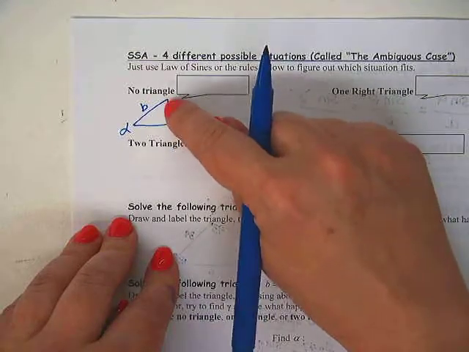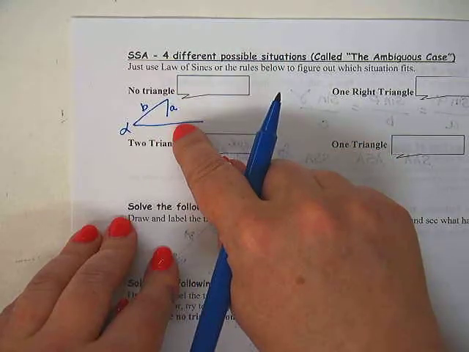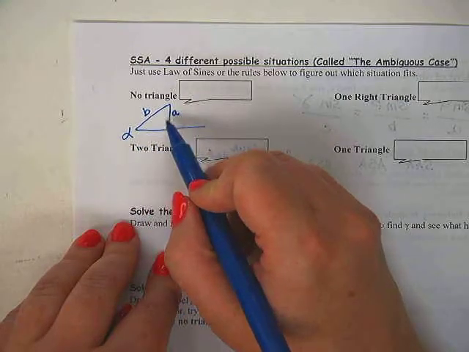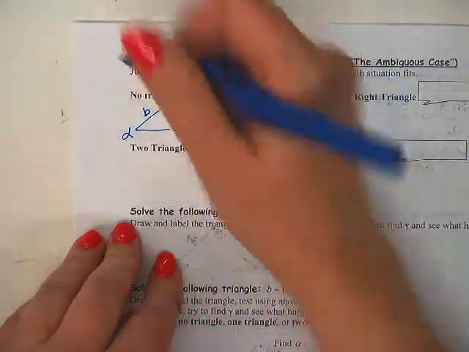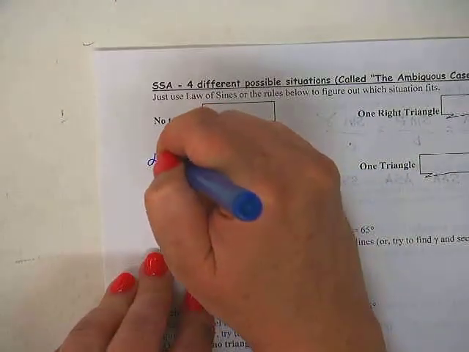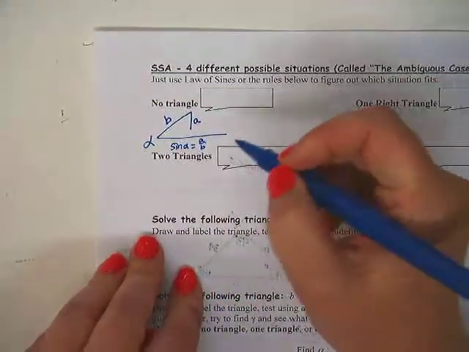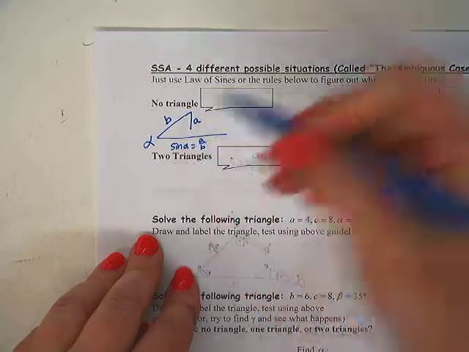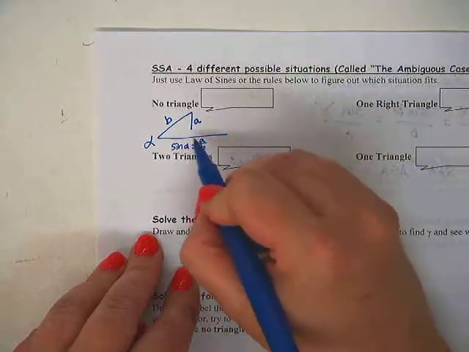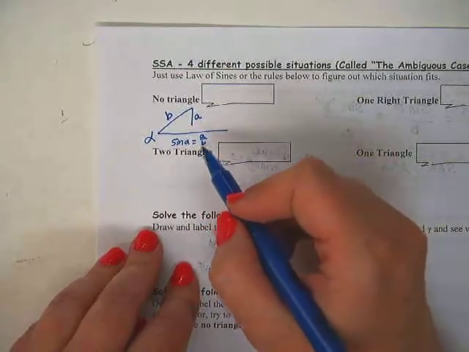In order for side A to be long enough to reach down and make even just a right triangle by stretching straight down, it would have to follow the SOHCAHTOA formula, where this would be sine equals opposite over hypotenuse. It would have to fit the formula sine alpha equals A over B in order for that to even be a right triangle. And side A would even need to be longer than that if it's an oblique triangle. So this is the shortest possible length it could be and still work.